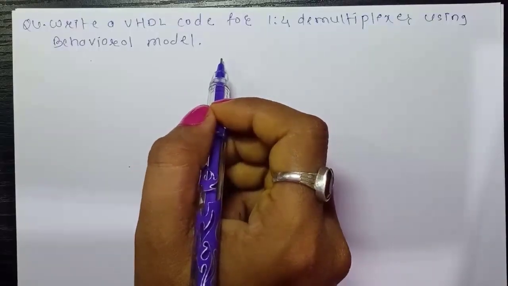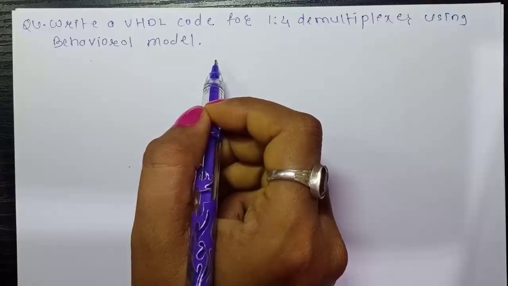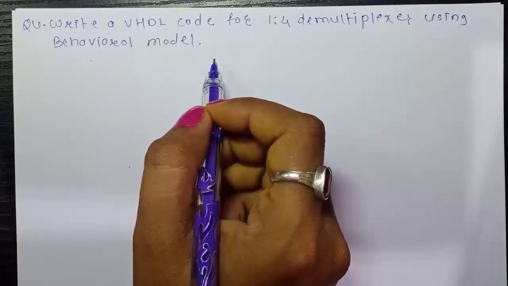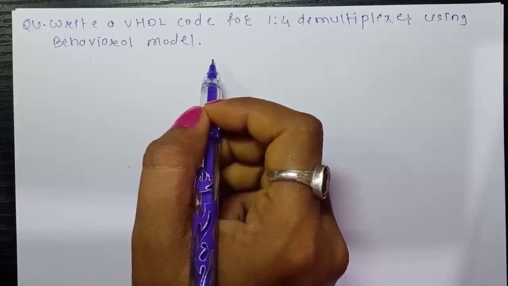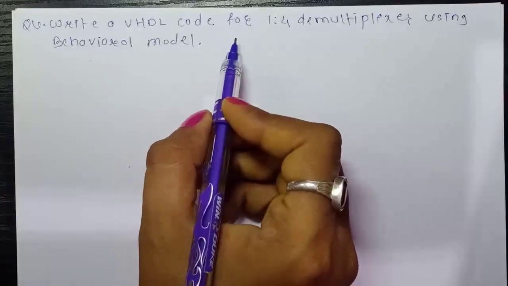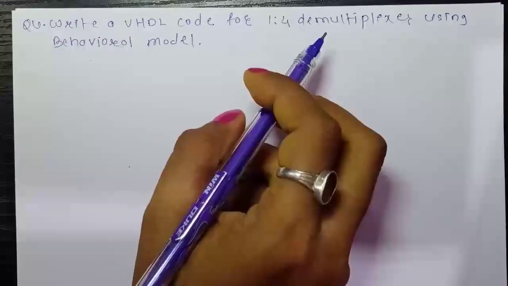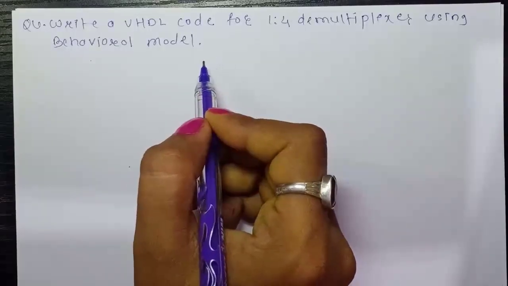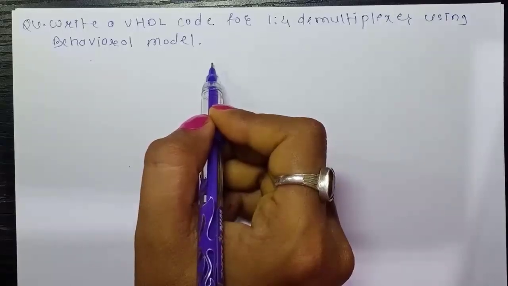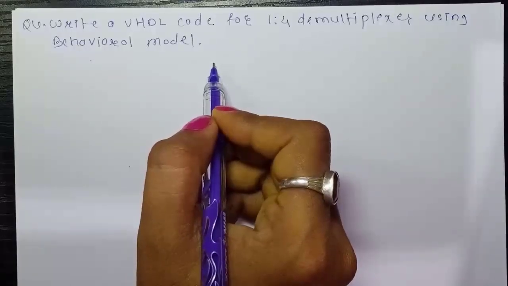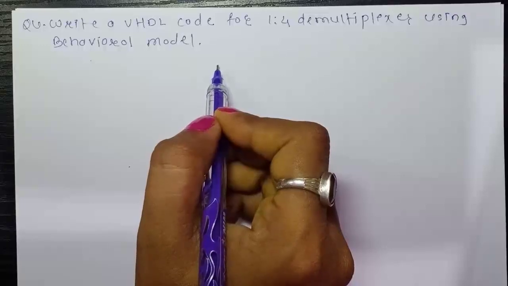With the use of a demultiplexer, the binary data input can be bypassed to one of its many output data lines. The formal definition for a demultiplexer is: it is a combinational logic circuit that receives a single input and transmits the same information over 2 raised to n possible output lines.